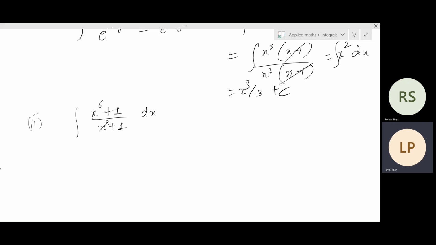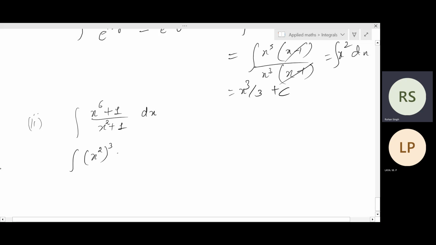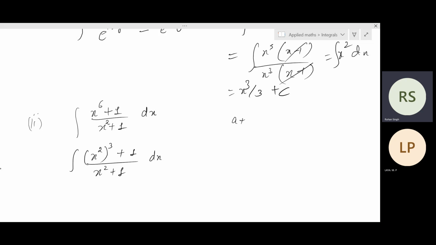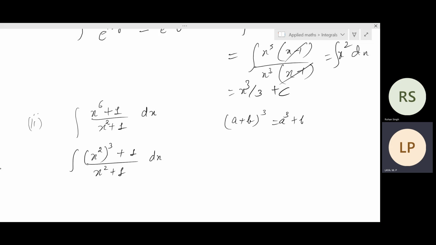Okay, so I think I can take x to the power 6 as x squared to the power of 3, and then plus 1. And then we can use the formula that we used in the previous question, the a cube plus b cube formula here.